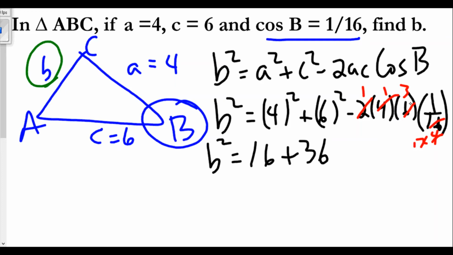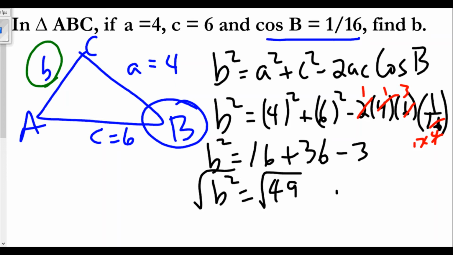So I get, in this case, 16 plus 36 plus, I'm left over with, I guess, minus 3 actually. Minus 3, that's a minus 3 there. Which means b squared is equal to 52 minus 3, which is equal to 49. Well, I'll take the square root of both sides. b is equal to 7. Okay, so I just plug into my formula and I get my value. So I know in this case the b value must be 7 units.